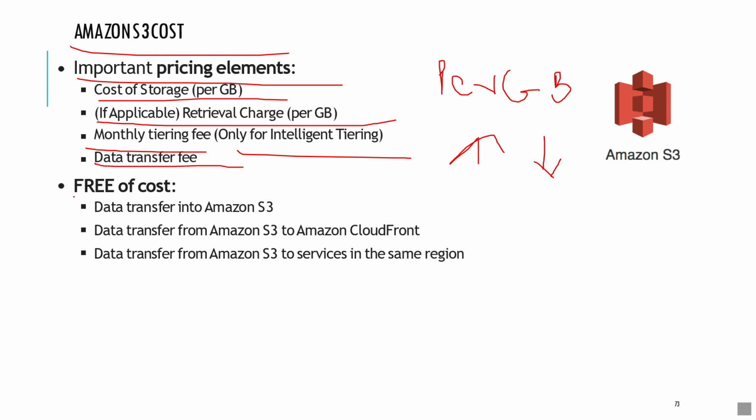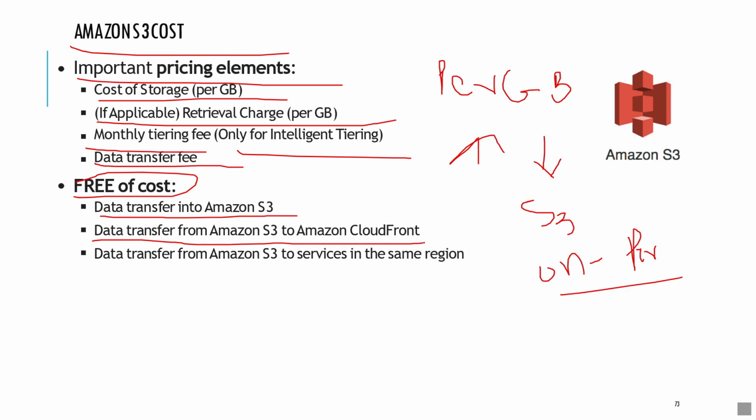So what do we get free of cost when we use the Amazon S3 service? Data transfer into S3. If we transfer our data from on premises to the cloud, the data transfer is free of cost. Data transfer from S3 to Amazon CloudFront is free of cost. And transferring data from Amazon S3 to services in the same region is also free.